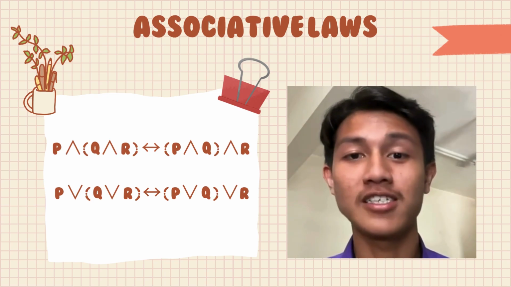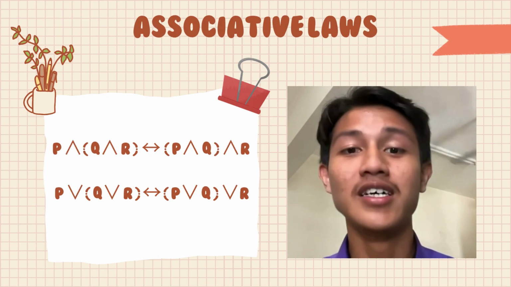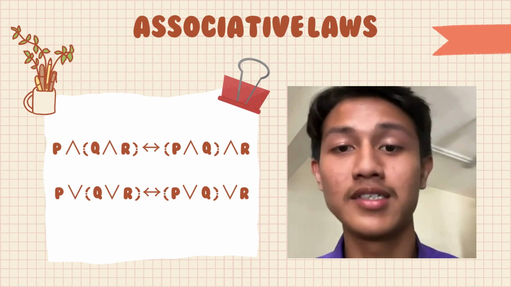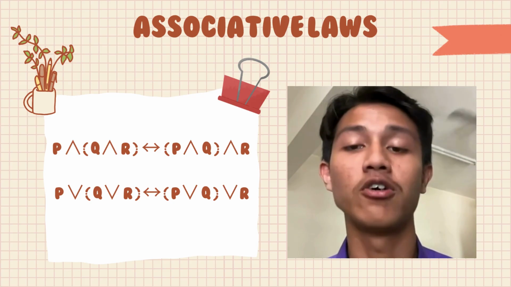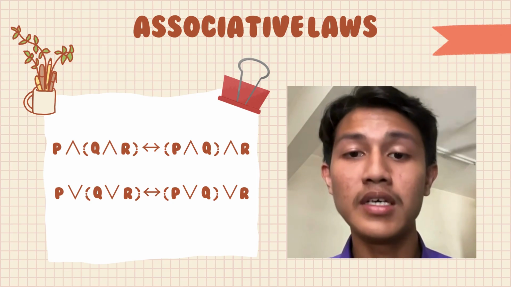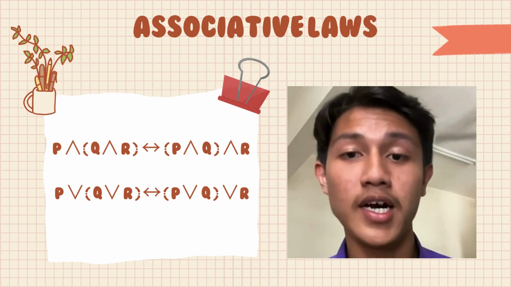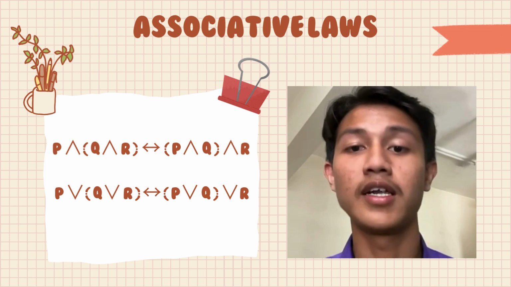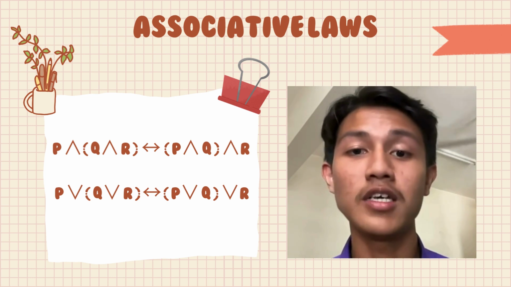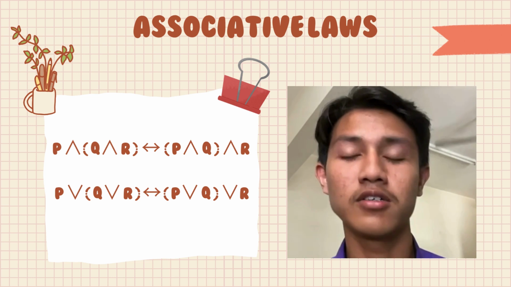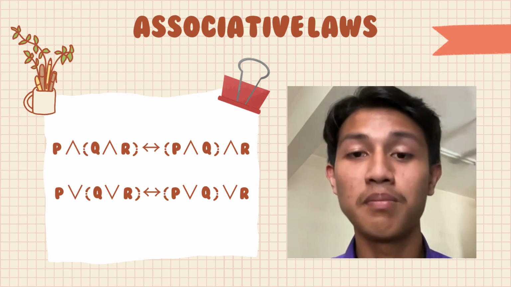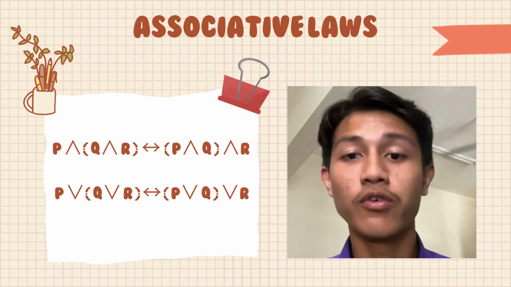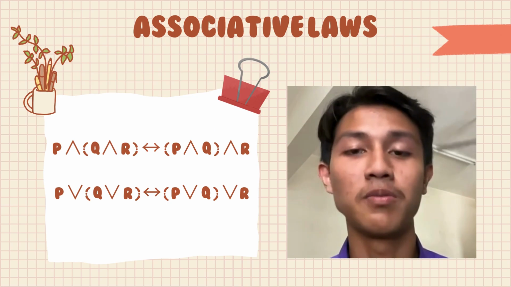Now let's move on to the next law, which is associative laws. Similar to arithmetic, associative laws tell us that the grouping of terms doesn't affect the outcome. For example, P and (Q and R) will get (P and Q) and R. The same goes for P or (Q or R), which will get (P or Q) or R. It's useful for simplifying expressions with multiple terms.